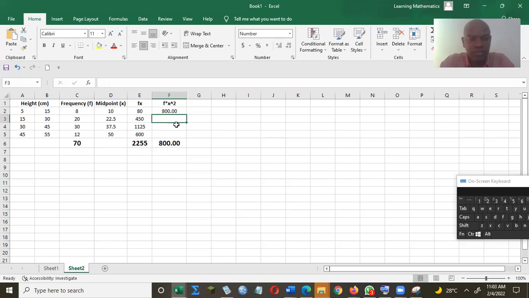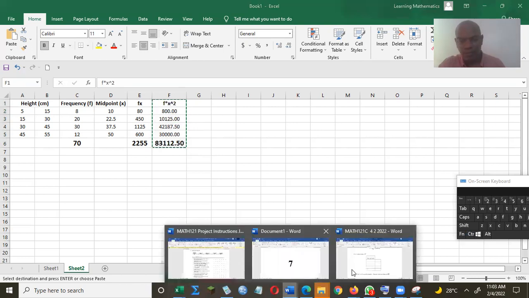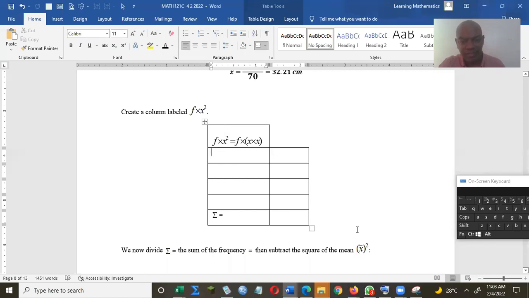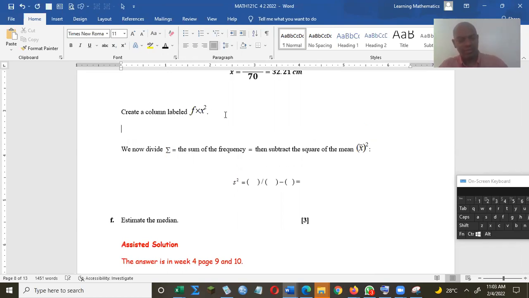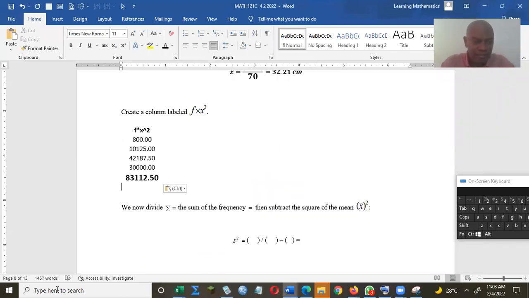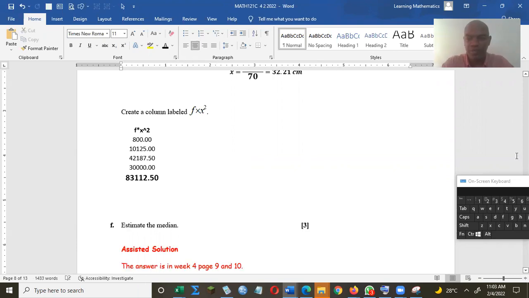Then you go to the green square, you double click, and here we have all the fx squares. And here's the sum thereof of the fx squares. You highlight, Control C, go to your worksheet. We don't really need this. Enter. And here you see now we divide by the sum of the frequency. So here's the working. Here's the working in words. So you can follow it.